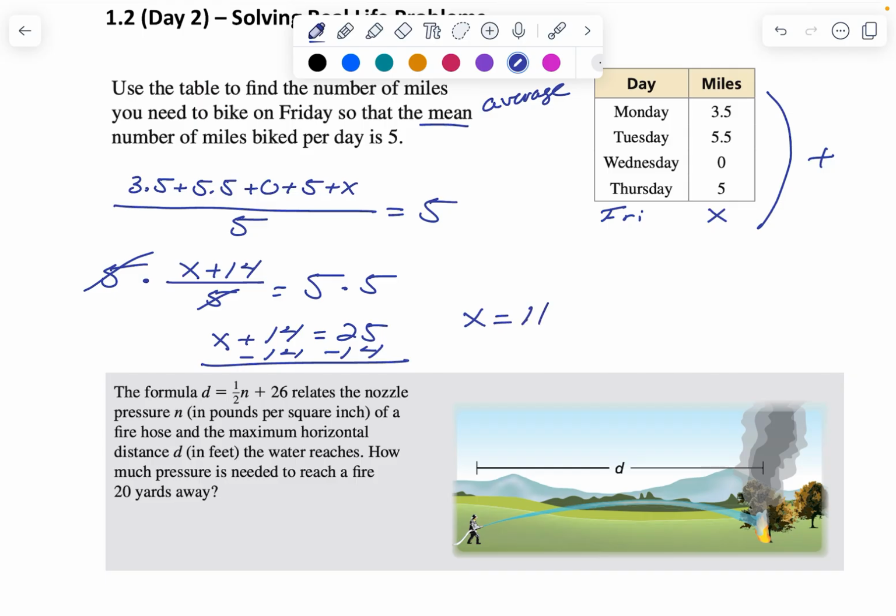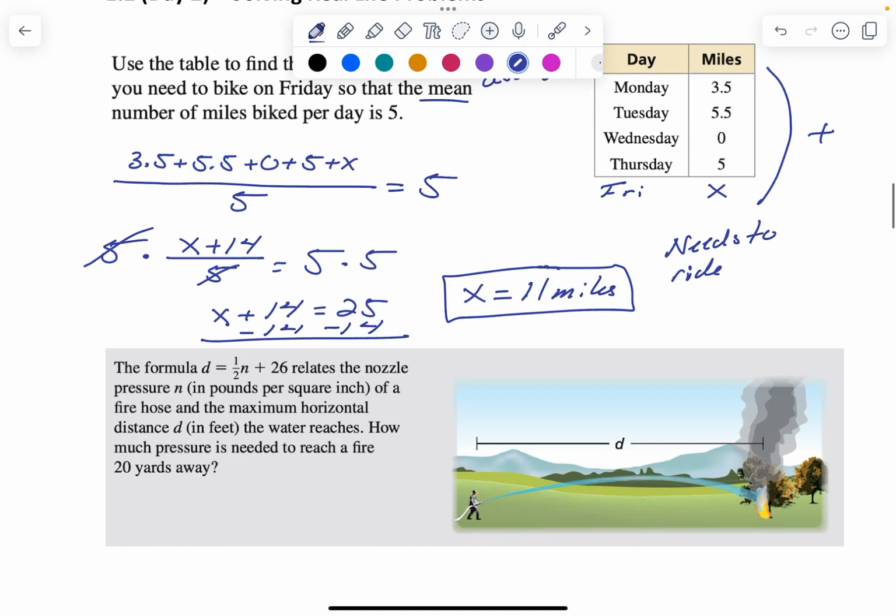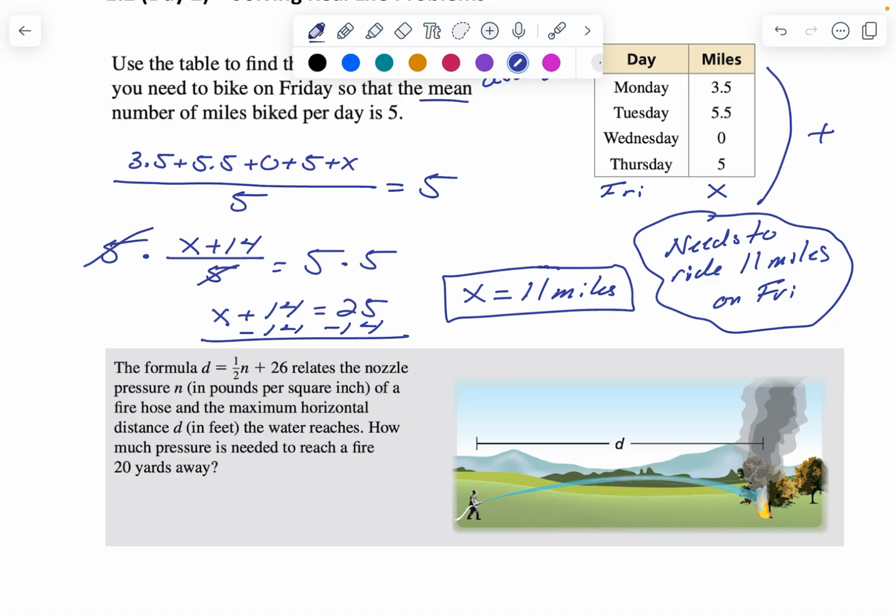I was not thinking the right thing. There we go. 11 miles is what he needs. Oops, he needs to ride that on Friday. So we should say he needs to ride 11 miles on Friday. So when you solve story problems, your answer should also be in words, because you need to explain your answer for the story problem.